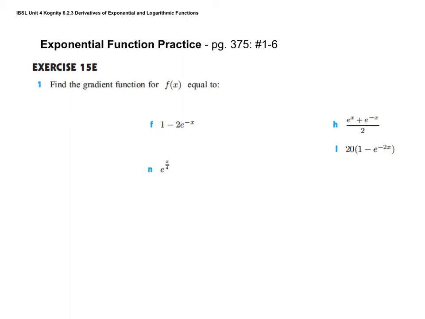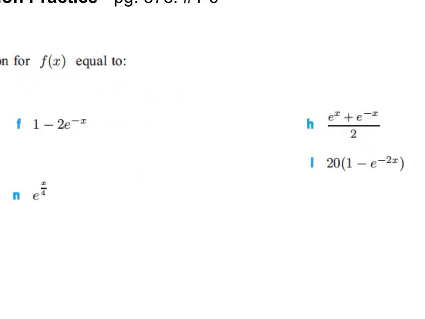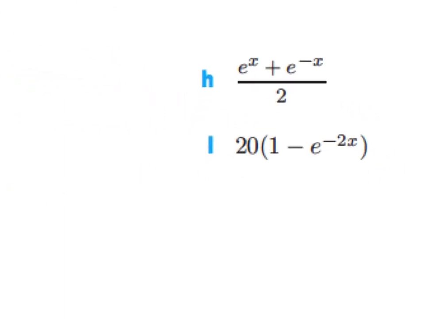It says find the gradient function. That's a fancy way of saying what? Differentiate. Yeah, take the derivative. All right? So on h, we have e to the x plus e to the negative x over 2. Now you guys know that if I have it just over 2, that's just times a half. So I'm multiplying by a constant. So I can just write this as a half times the derivative of e to the x plus e to the negative x.